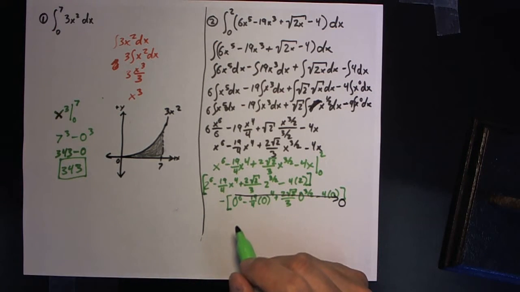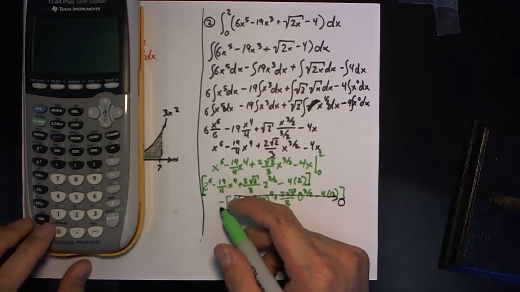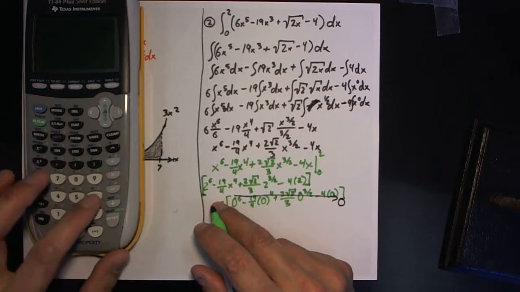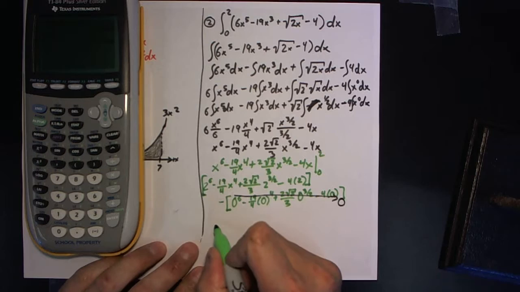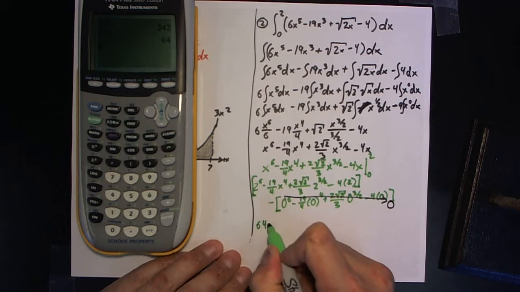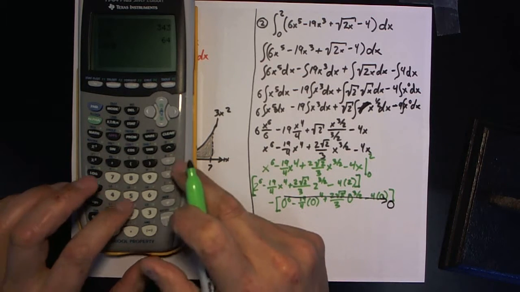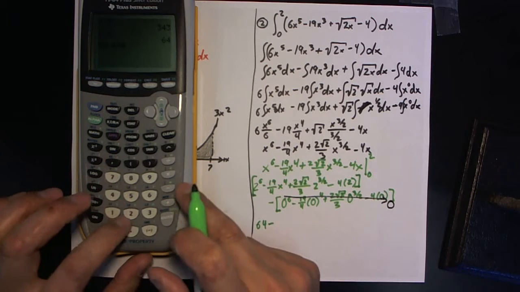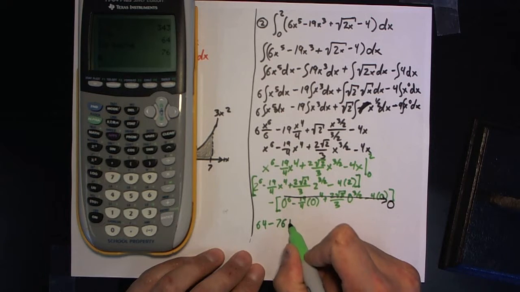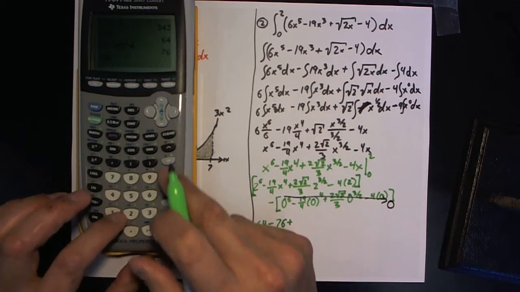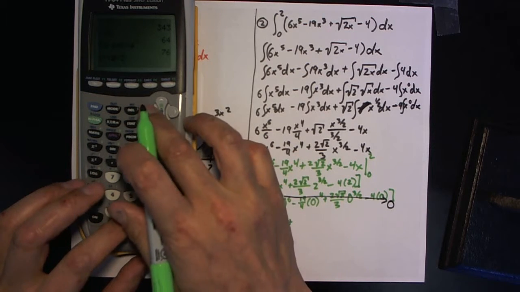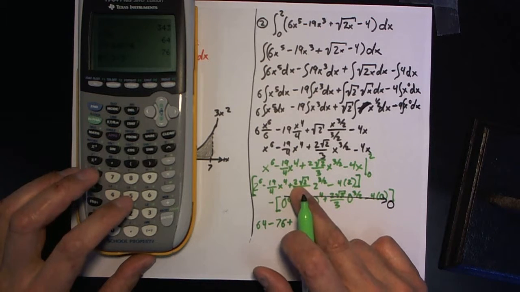Alright, 2 to the 6th, let's see, 2 squared is 4, 4 squared is 16, 16 times 2, that'd be 32. Let me just make sure I'm right on that. No, I'm wrong. 64. Okay, so we got 64 minus 19 divided by 4 times 2 to the 4th power. That's 76 plus 2, raise it to the 3 halves power. Actually, you know what? Let's work out the rest of this stuff.